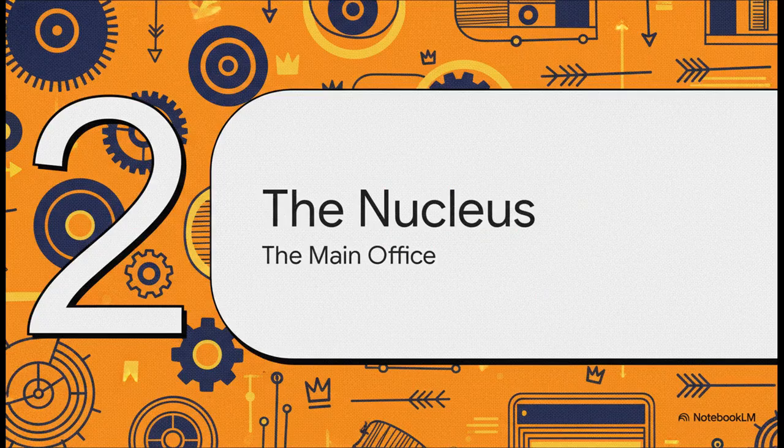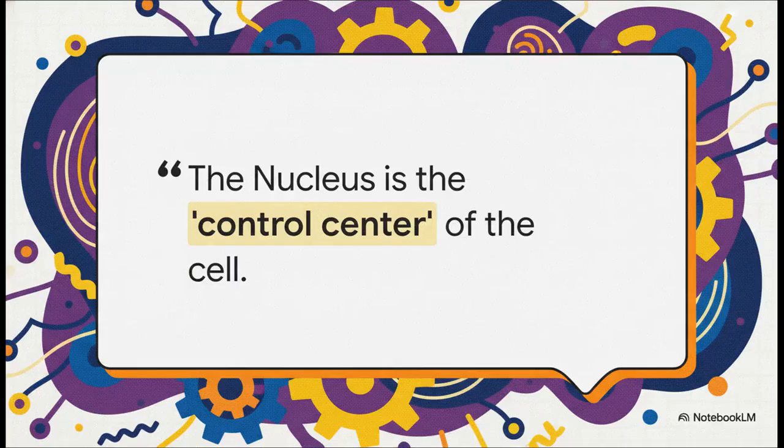All right, moving on from the general environment of the cell, let's head over to the most important building in our entire cell city. We've just arrived at the main office, the headquarters, the command center, the nucleus. The nucleus is often called the control center of the cell. इसी control center इसलिए कहते हैं because it holds the master blueprint for everything, the DNA.